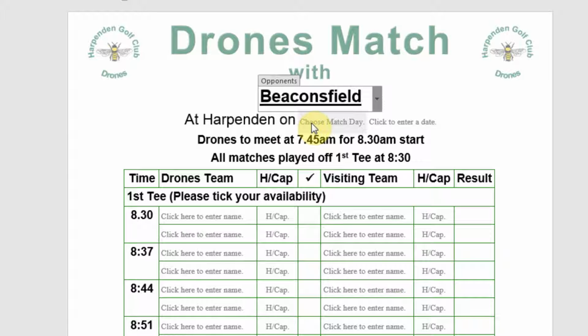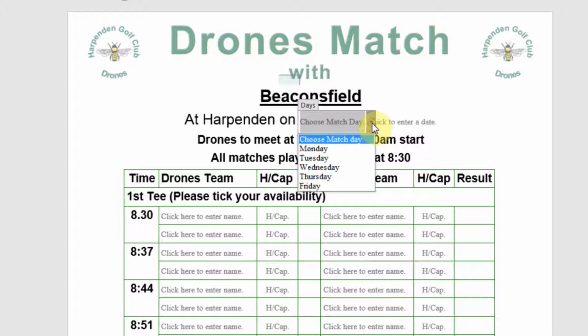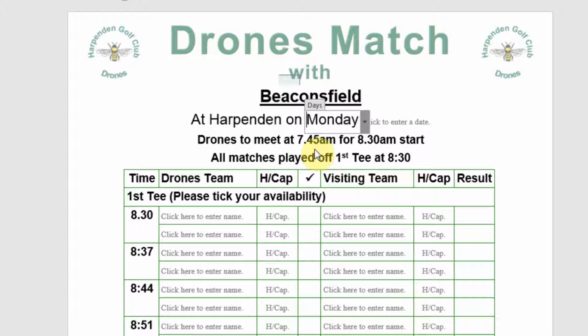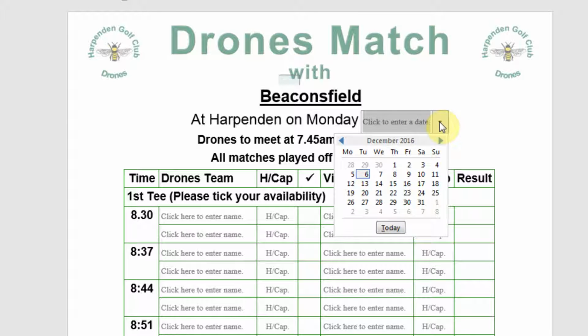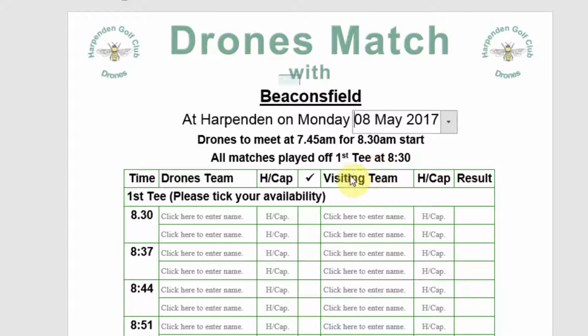So the first item to choose is the day, and again there's a drop-down box, Monday through Friday, and I select Monday, which is the day of my match. Then we have to choose the date, and again in a similar way there's a drop-down, but this time it's a calendar, and if you traverse through to the month of your particular match, in my case it's May and it's Monday the 8th, so I click on that and that gets entered as a second row.